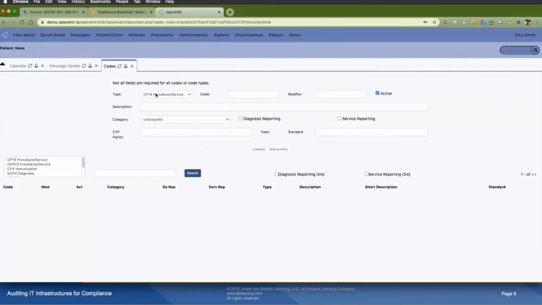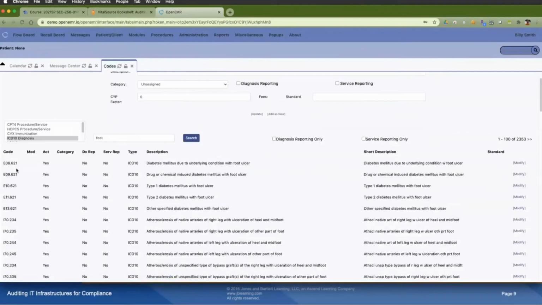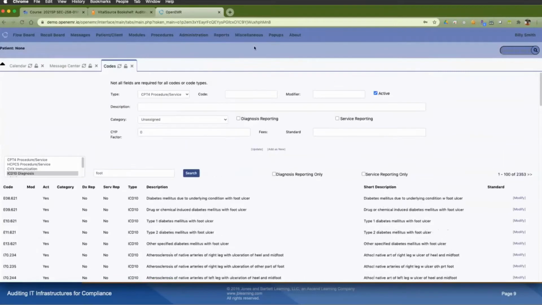I think I had to load ICD-10 or something like that. That new coding stuff they came up with. You have to load those in there, and then you can look for it. You say foot, it gives you all the codes, and then you can do your billing.